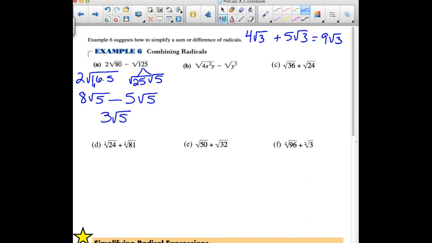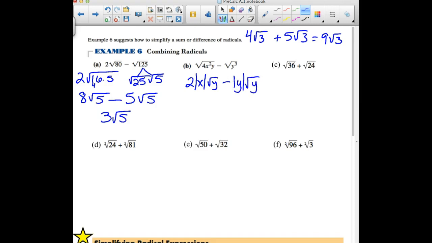In part B, there's some pieces that we can pull out. For example, the square root of 4 is 2. We could simplify that. The square root of x squared is the absolute value of x. It has to come out positive. But there's still a square root of y piece on there. In the second term, we have 3 y's being multiplied under that root symbol. So we can pull out a group of 2 as 1. It's going to come out again, absolute value of y times the square root of y.